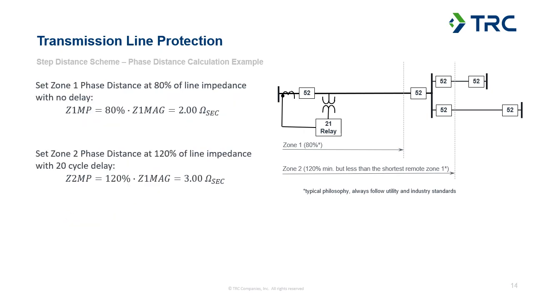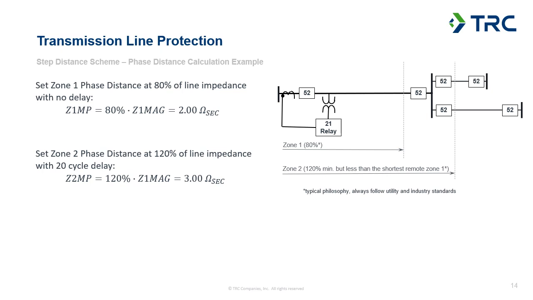With the secondary line impedance calculated, we can now move on to calculating our phase reach settings. So zone 1 is where we'll start, and as we discussed previously, that's typically set somewhere between 80 and 90% of the transmission line impedance. That's to ensure that it's going to underreach and it's not going to trip for faults past the end of the line, and that margin is there to ensure that.